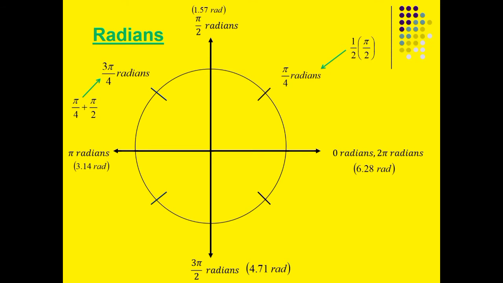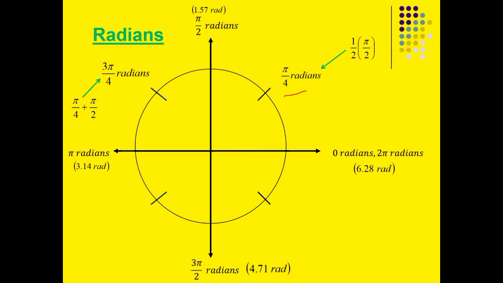Since we have now farther, as you can see, half of pi over 2 is pi over 2 times 1/2, which is equivalent to 1/4. So this is now the arc length here of pi over 4. So if we add pi over 2 to pi over 4, we come up with 3 pi over 4.